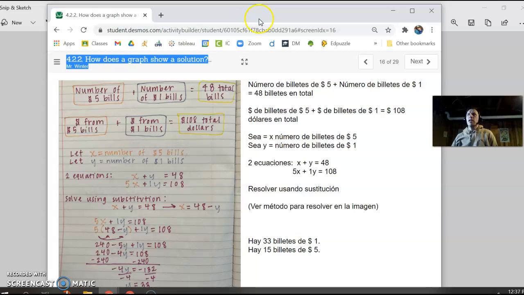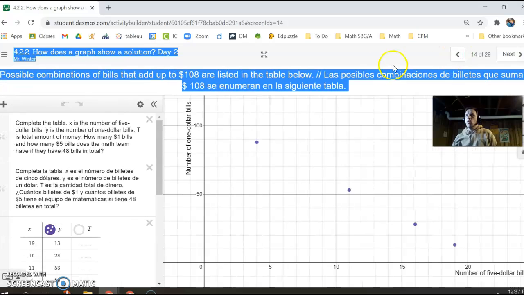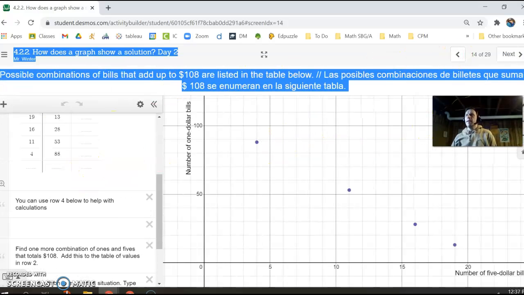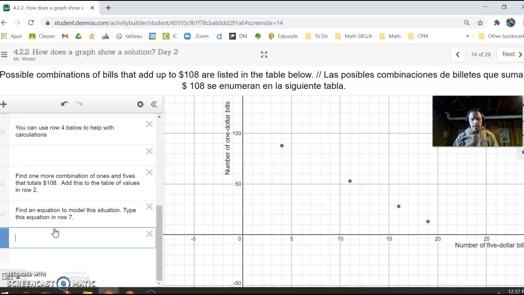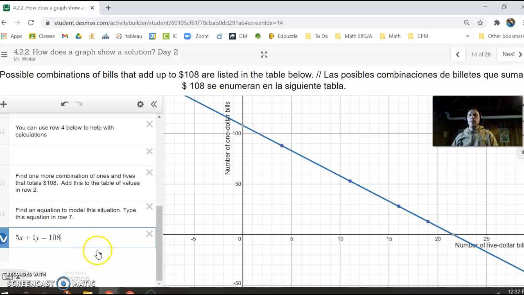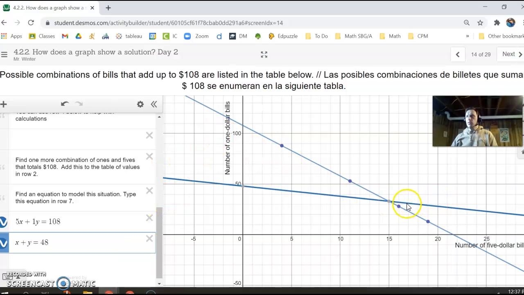What I want to show you too, go ahead and go back to slide 14, where we have these two equations. What you can see on here is that first equation that we typed in first, 5x plus 1y equals 108. But then let's type in that second equation that we found. We said x plus y has to equal 48. And if you see these two equations on the same graph, look at what happens. They intersect at the solution, 15, 33.